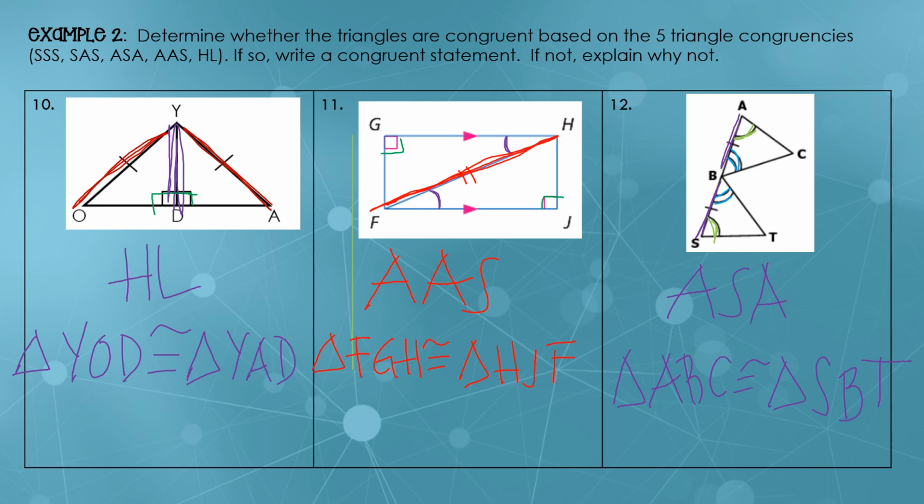And then hypotenuse leg must be a right triangle. You have to know, you have to be given the hypotenuse and one of the legs. Just because it's a right triangle does not mean it's hypotenuse leg. But in order for it to be hypotenuse leg, it has to be a right triangle.